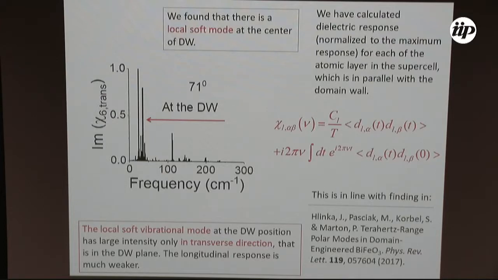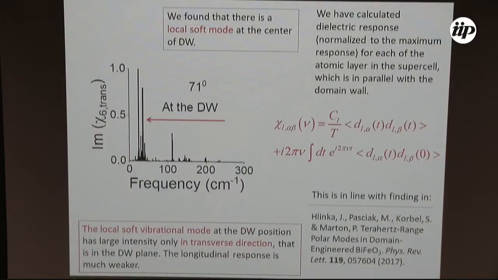Here, we calculated the dielectric response for each atomic layer in parallel with the domain wall. And what we found is that the very large dielectric susceptibility shows up just at the position of the domain wall, but it is much smaller at other positions, while, of course, it is finite at all positions. And here I show an example of the response for some position, some atomic layer which is inside the domain wall. And this is the imaginary part of the response. And here you see some lines, responses which correspond to normal phonons of a little bit more than 100 and more than 200 inverse centimeters.